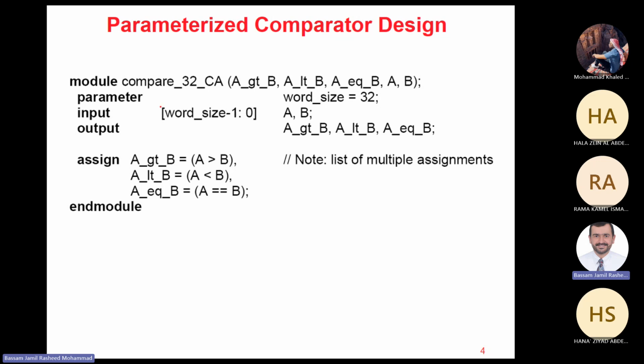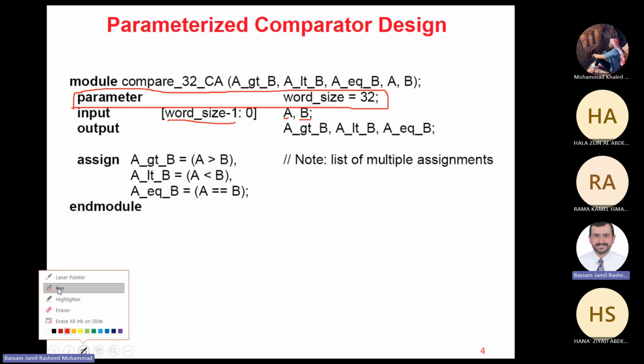Here is another way of using a parameter. We are doing a comparator here. We are comparing A and B, but their width is a parameter. So A and B can be set during instantiation as 2 bits or 4 bits or 8 bits or 16 bits or 32 bits or 64 bits, etc. To be able to do that, I make the word size a parameter which can be set during the instantiation.